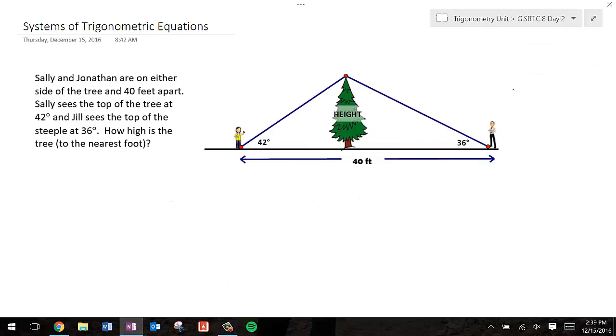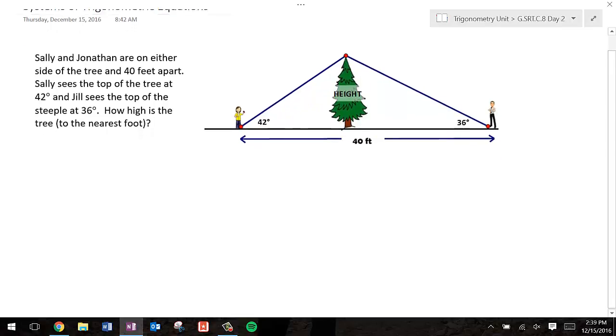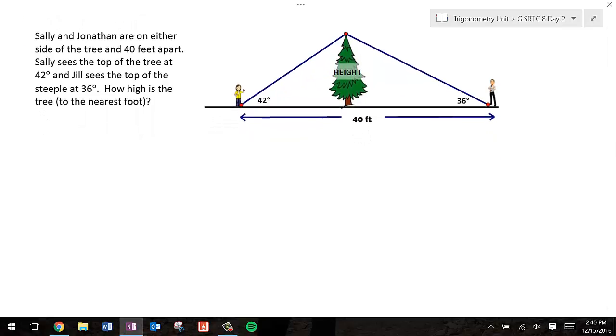The next problem we're going to look at is when we've got two different figures and we really have two things we need to find. So here we've got two people that are standing on either side of a tree, and their total distance is 40 feet apart. And we want to know how tall the tree is.